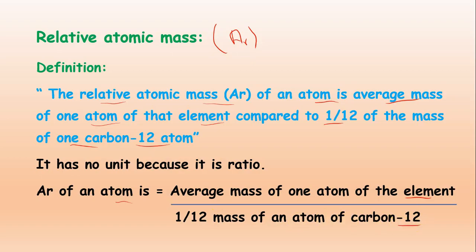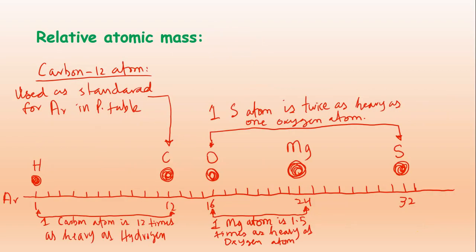So this is the formula for writing the relative atomic mass, and this is a very important diagram showing the concept of relative atomic mass. This is the standard element, carbon. Carbon-12 is used as the standard element for relative atomic mass in the periodic table. This is carbon at 12, and hydrogen is at position 1, oxygen at 16, magnesium 24 and sulfur 32.